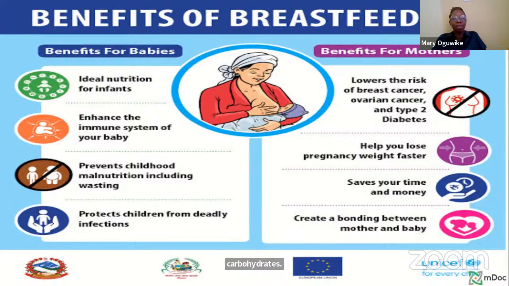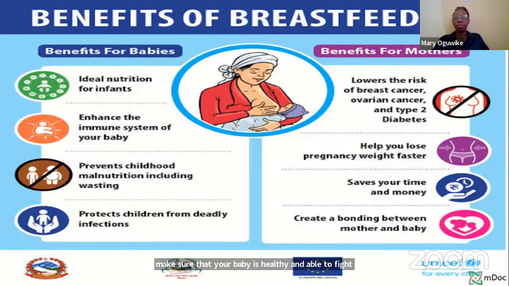And then it enhances the immune system of your baby, because the first milk that the baby takes, which is called the colostrum, that is usually yellow in color. Now, this particular breast milk contains the antibodies that will help to build your baby's immune system and make sure that your baby is healthy and able to fight off all those childhood infections.